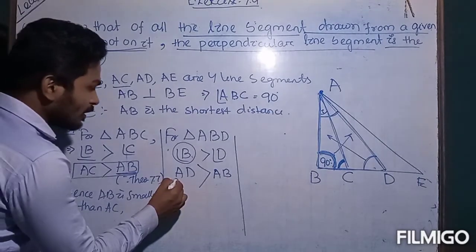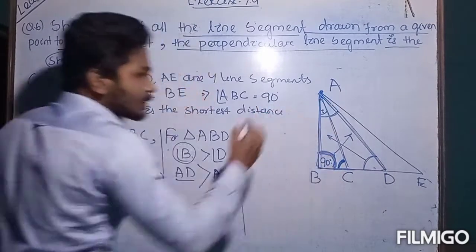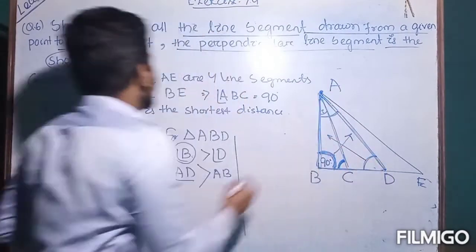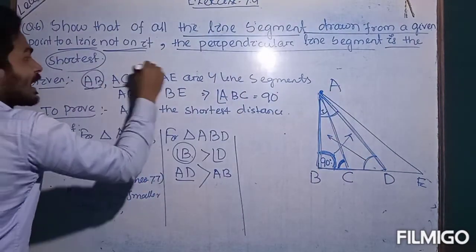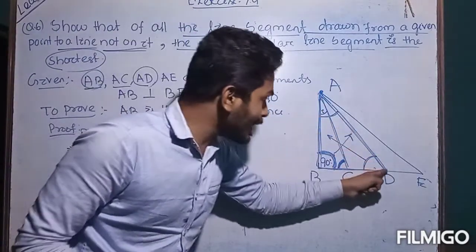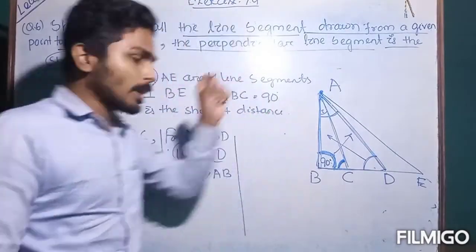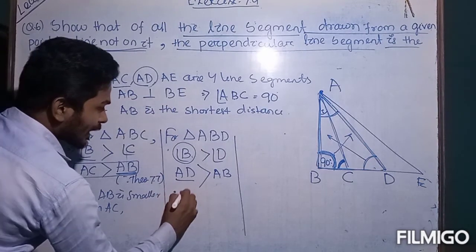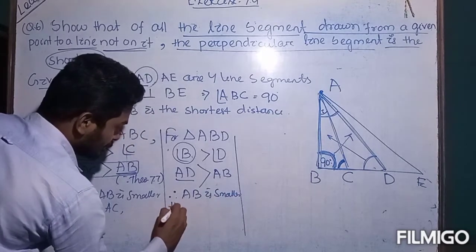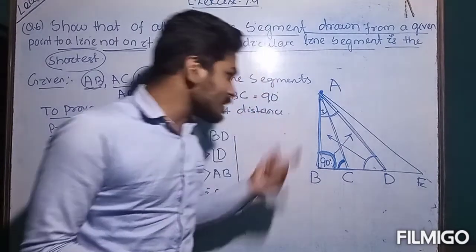So here we found that AD is greater than AB. So here we have compared two line segments, AB and AD. And what we have found? We have found that out of the two line segments AB and AD, AD is the longer or larger. So AB is the smaller. So we can write that AB is smaller than AD. Okay. Next we will consider another triangle.